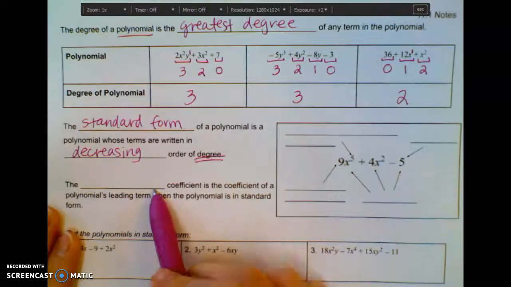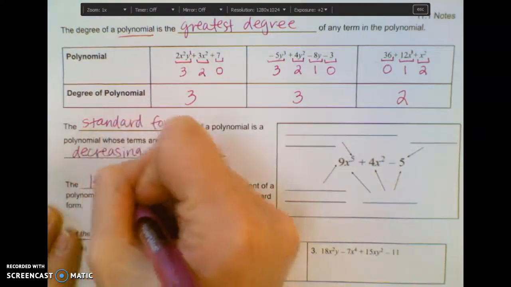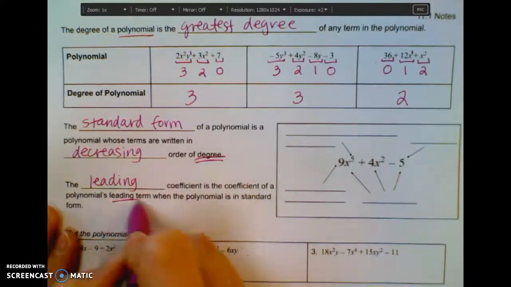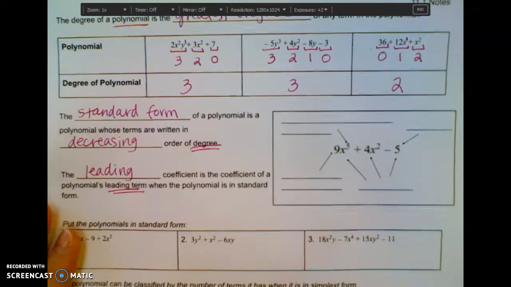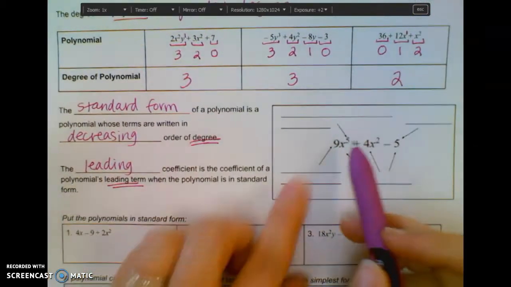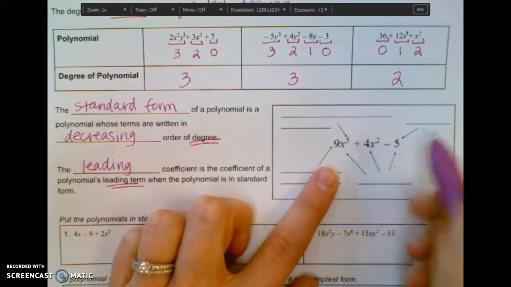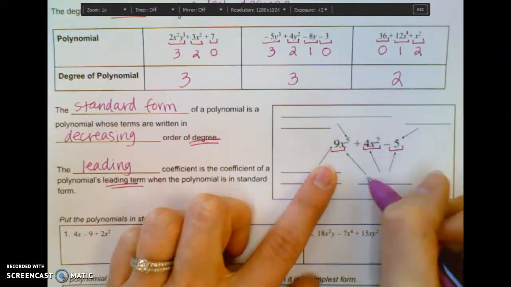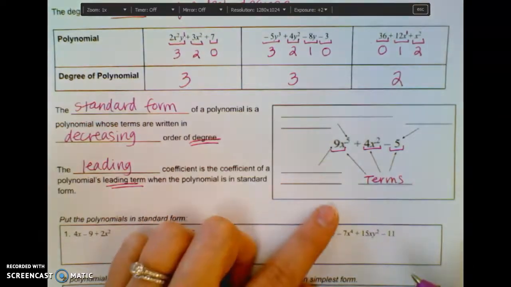Other vocabulary word, and then we will label this polynomial, is the leading coefficient. It is the coefficient of a polynomial's leading term when it is in standard form. So let's look at this polynomial here. We have 9x to the 5th plus 4x squared minus 5. Well, first of all, each of these are called terms. Those are the terms of our polynomial.